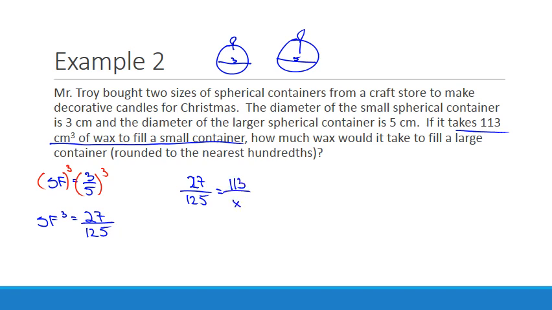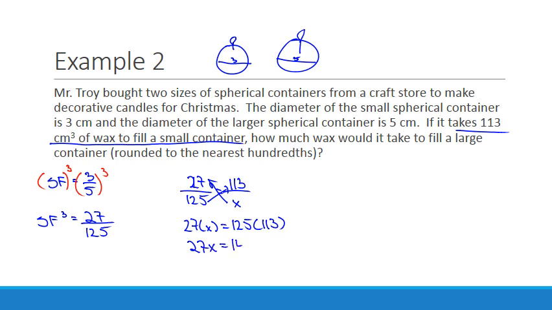Again, I could find the volume of the large one myself if I had the proper dimensions, but I don't have enough information, so that's why I'm forced to use scale factor. So 27 times x equals 125 times 113. Sorry if some announcements kick in, everybody. I'm at school here doing this one.